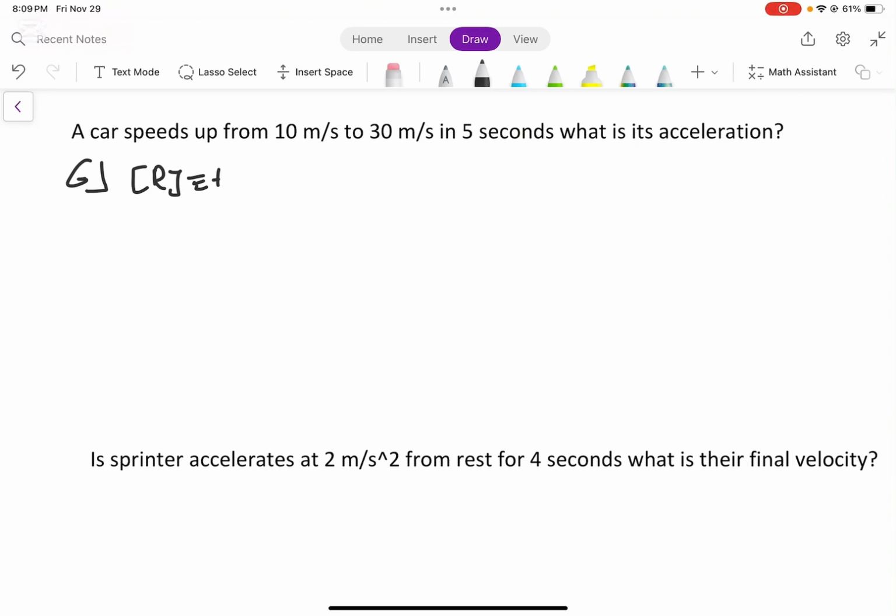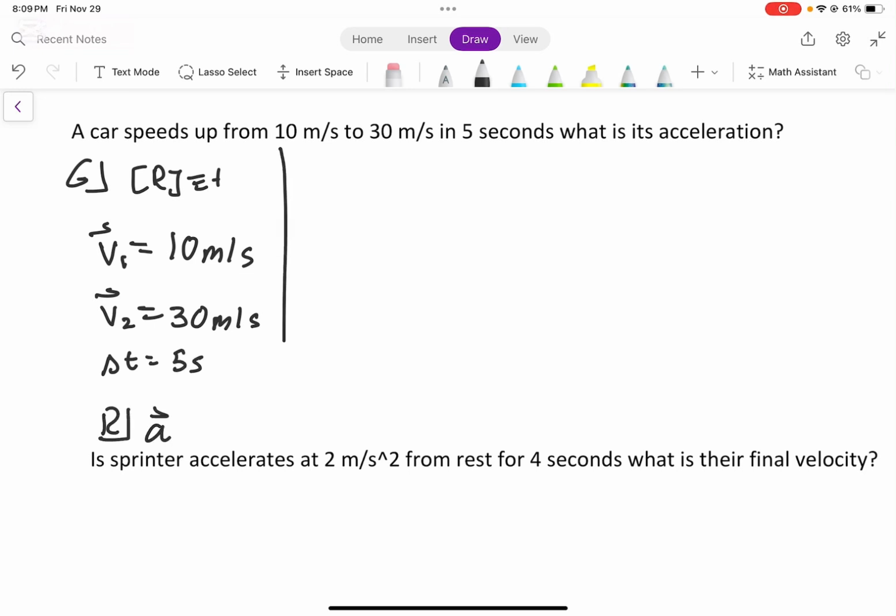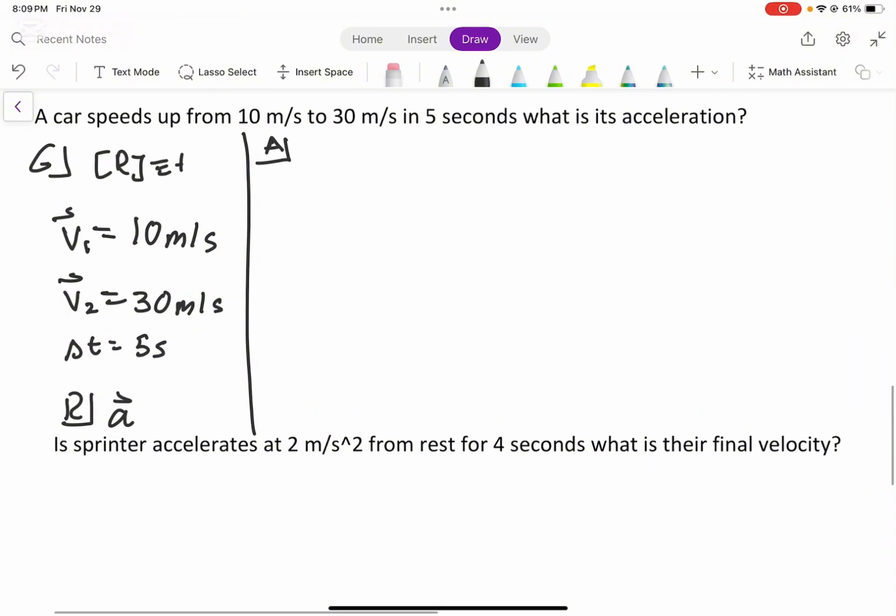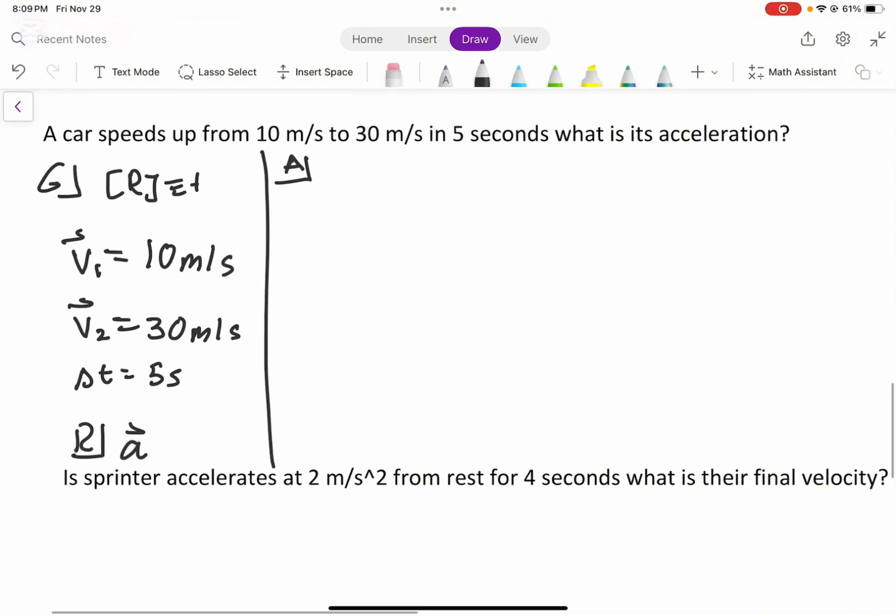A car speeds up from 10 meters per second, so we know the v1 vector is going to be 10 meters per second, to 30 meters per second. So v2 is equal to 30 meters per second, in 5 seconds. So our delta t is just going to be 5 seconds. What we're required to find is the acceleration. So this one's pretty simple. We can just go a is equal to v2 minus v1 vector over delta t.